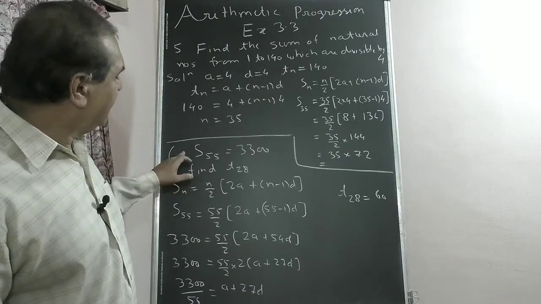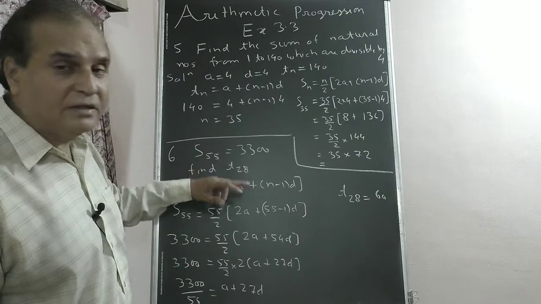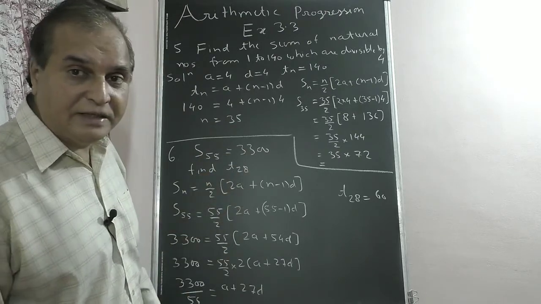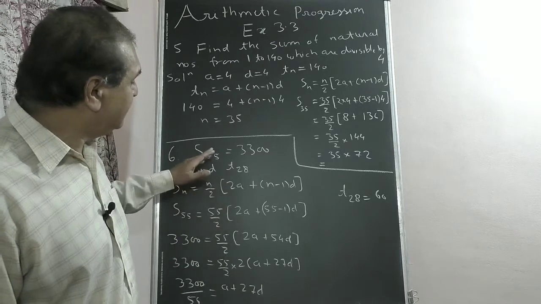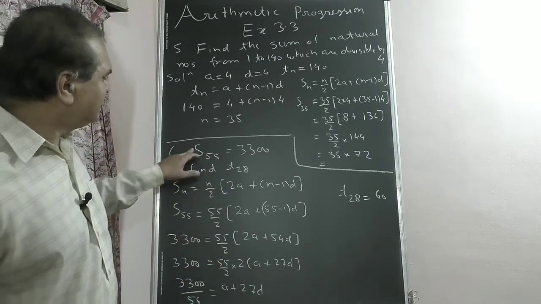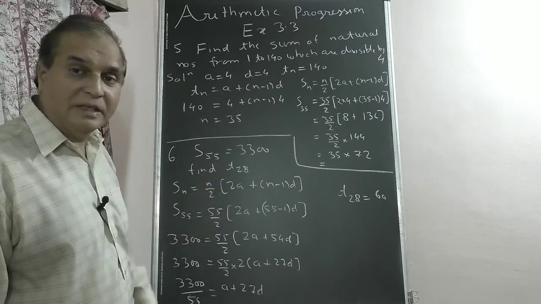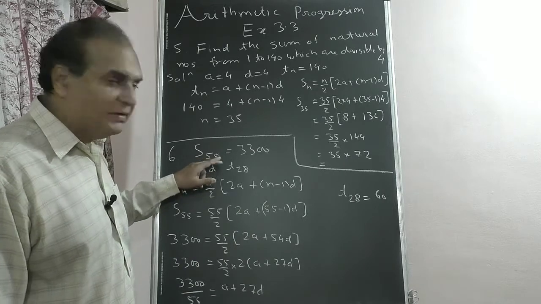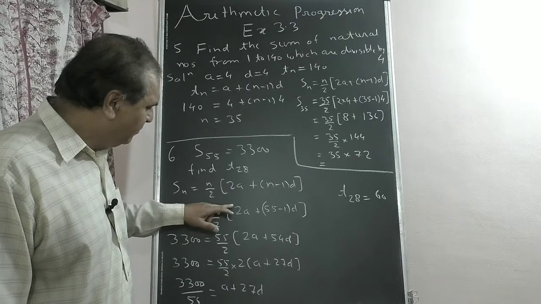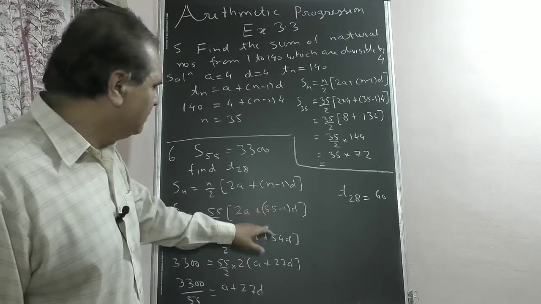See here. Now S55 is 3300, given, and nothing else is given. You have to find T28. Okay, whatever is given you keep on solving, you will get the solution. S is given, now we will write the formula for S. Sn is n by 2, 2a plus n minus 1 d. n is 55, that we know. S55 is equal to 55 upon 2, 2a plus 55 minus 1 into d. 55 minus 1 is 54d.